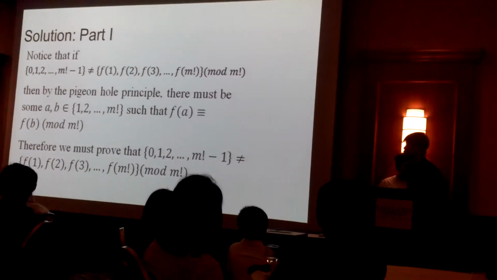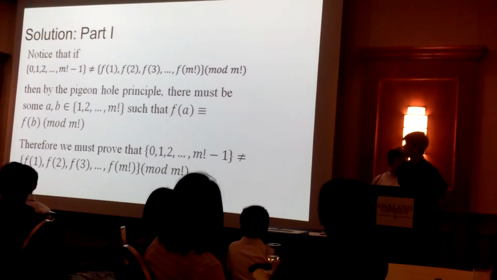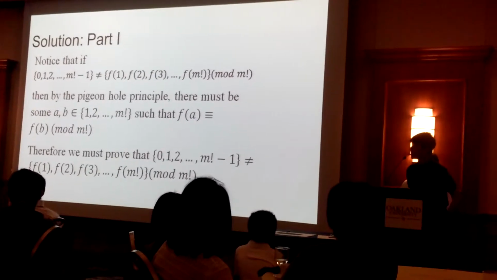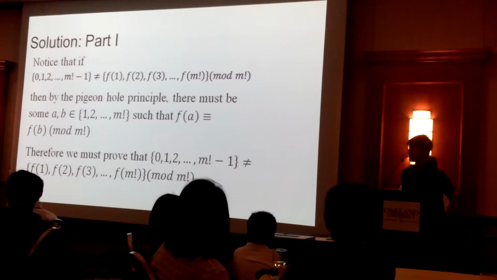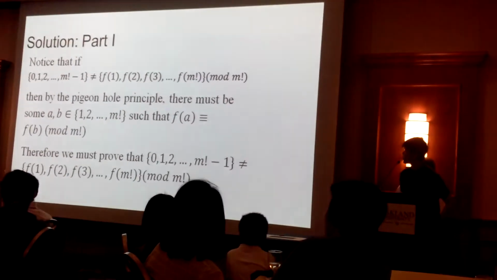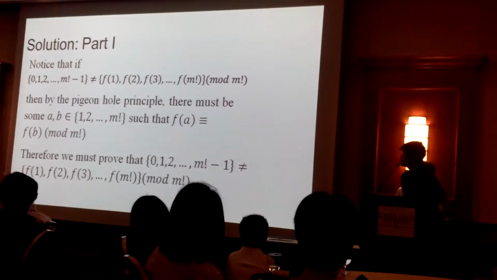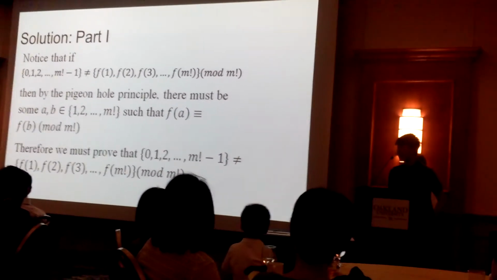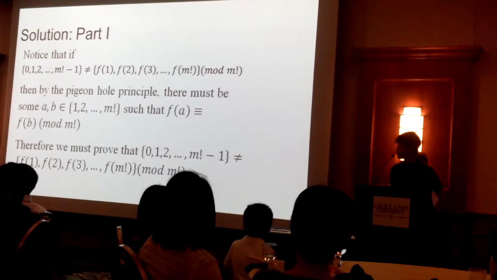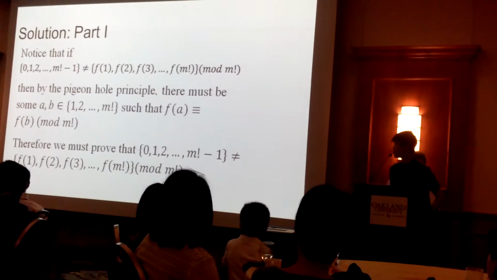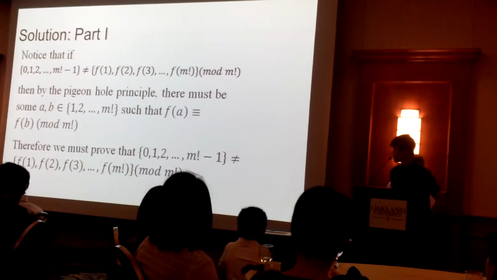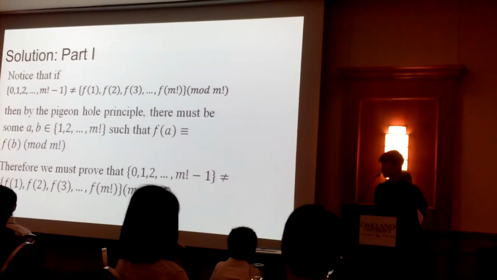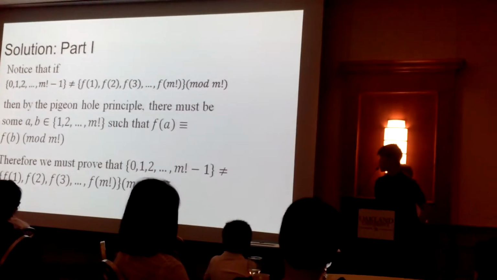So first of all, we notice that the set of numbers 0, 1, 2, all the way up to m factorial minus 1 is incongruent to f of 1, f of 2, etc. to f of m factorial mod m factorial. Then by the pigeonhole principle, there must be some a and b among 1, 2, all the way up to m factorial, such that f of a is congruent to f of b mod m factorial. Therefore, we must prove that 0, 1, 2, all the way up to m factorial minus 1 is not congruent to f of 1, f of 2, all the way up to f of m factorial mod m factorial.